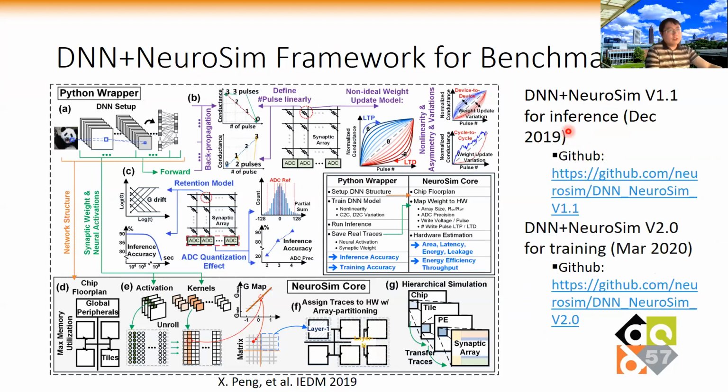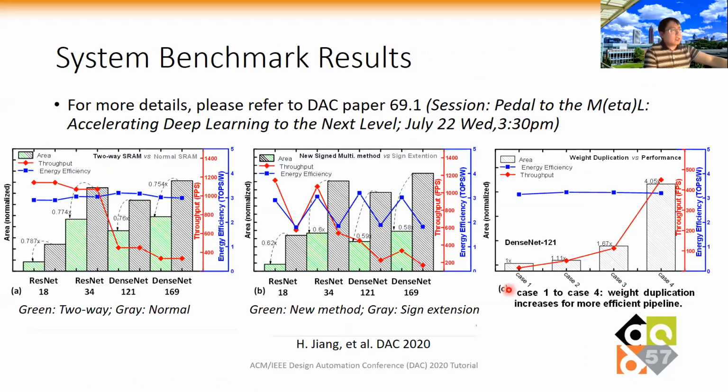So there are two versions. One is for inference, one is for training. So we can take the parameters from one macro and then report the overall system performance, considering mapping a whole network onto multiple arrays. So with this kind of approach, we can benchmark the performance of different neural networks.